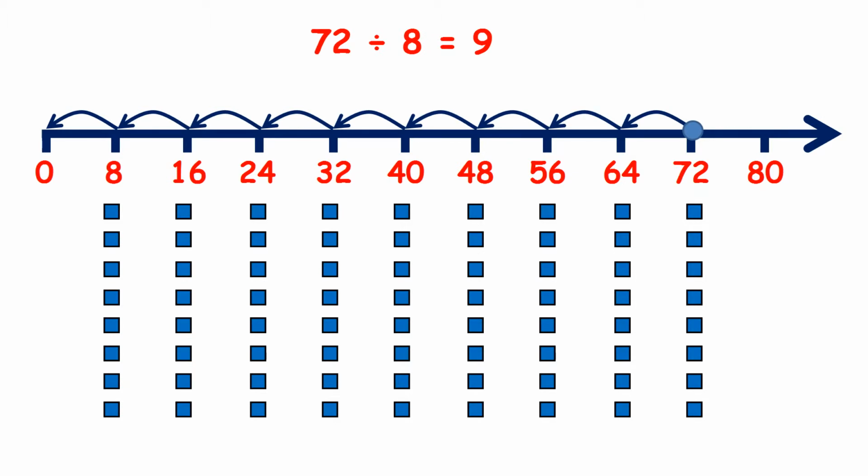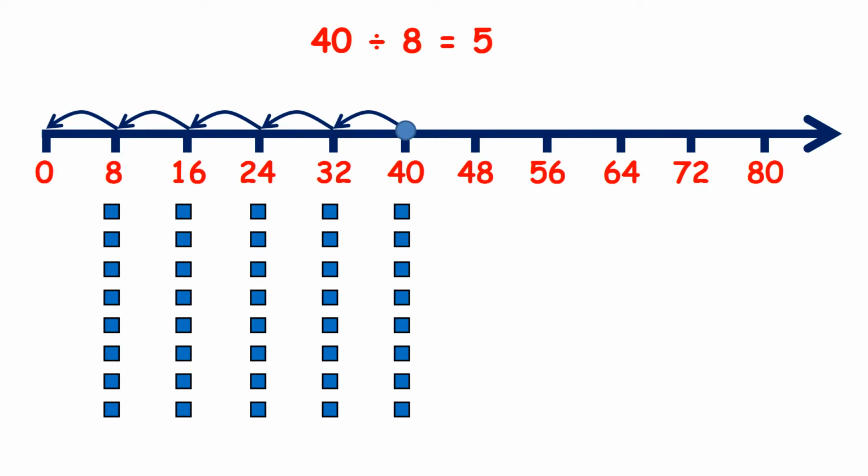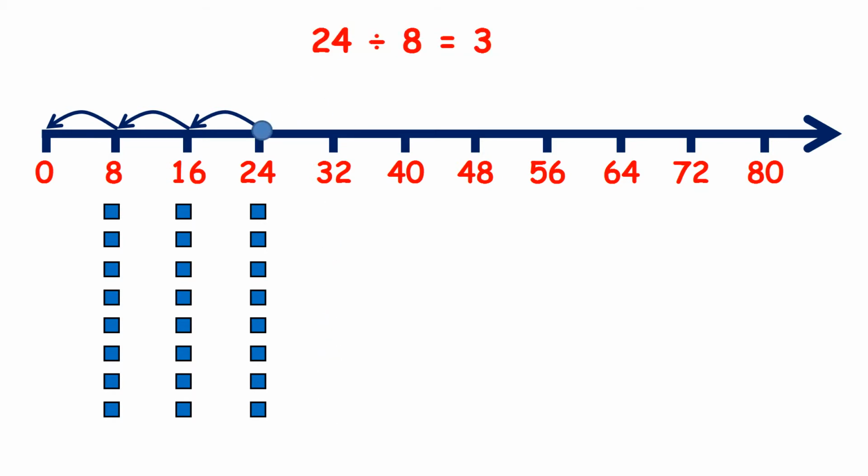72 divided by 8 is 9. 64 divided by 8 is 8. 56 divided by 8 is 7. 48 divided by 8 is 6. 40 divided by 8 is 5. 32 divided by 8 is 4. 24 divided by 8 is 3, because if we have 24, we can take away 8 3 times to get to 0.